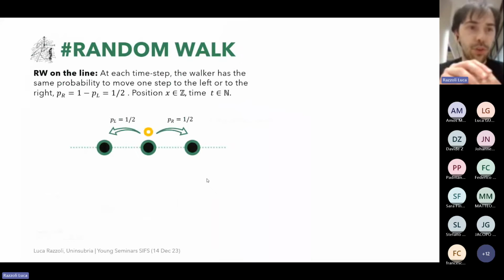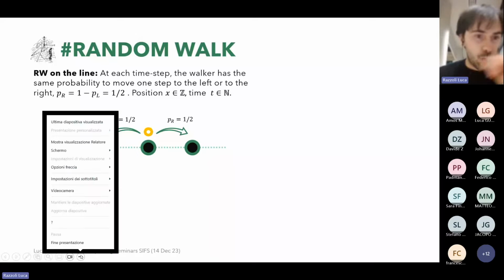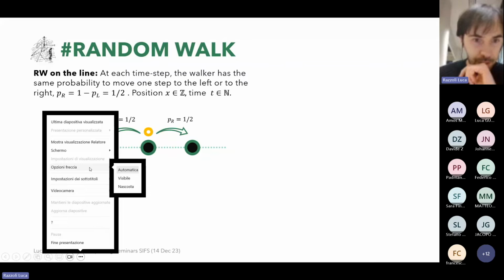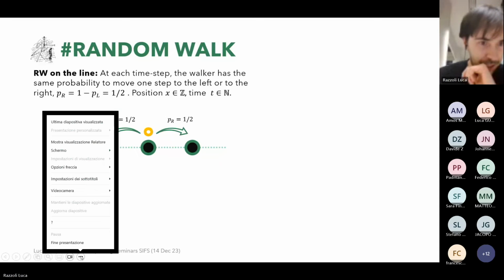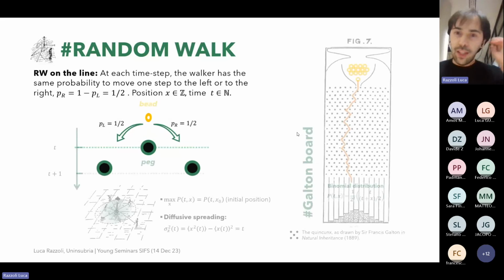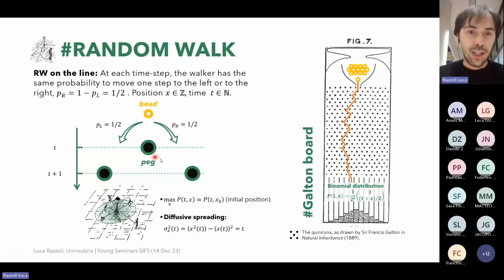For simplicity, we focus on the random walk on the line in which the walker has the same probability of jumping to the left or to the right. Give me a second, because I need the pointer. Anyway, so this random walk can be implemented also in a Galton board.